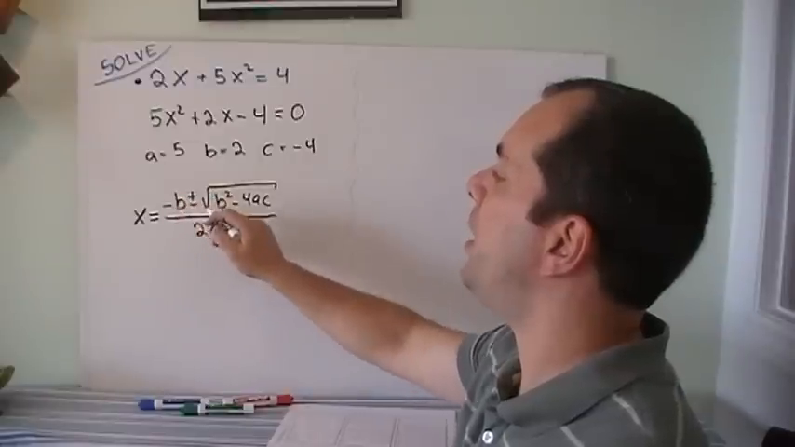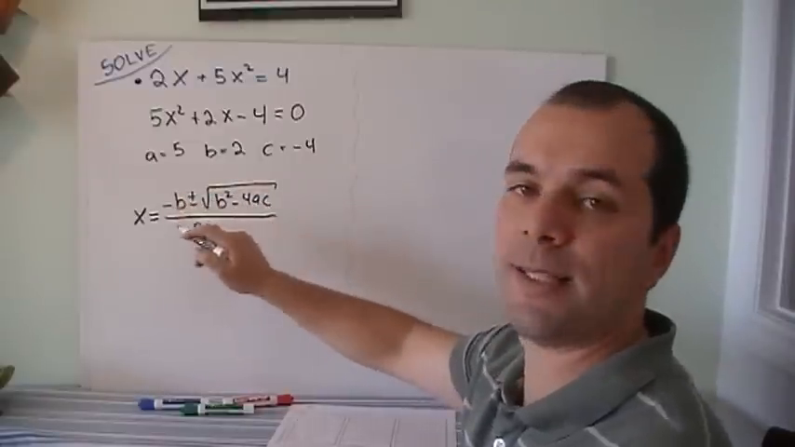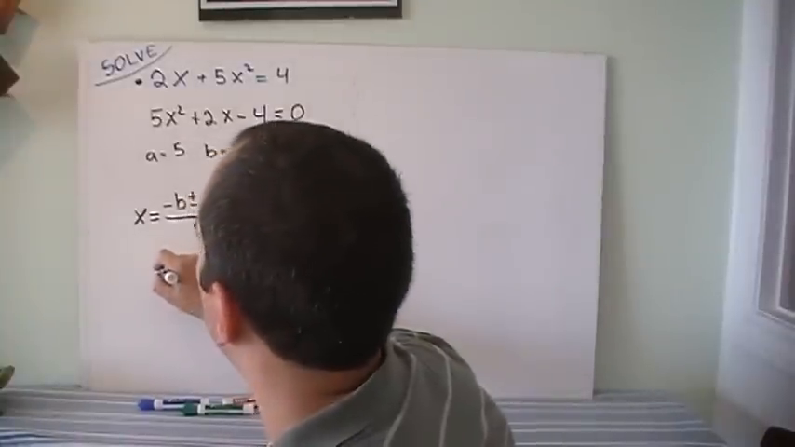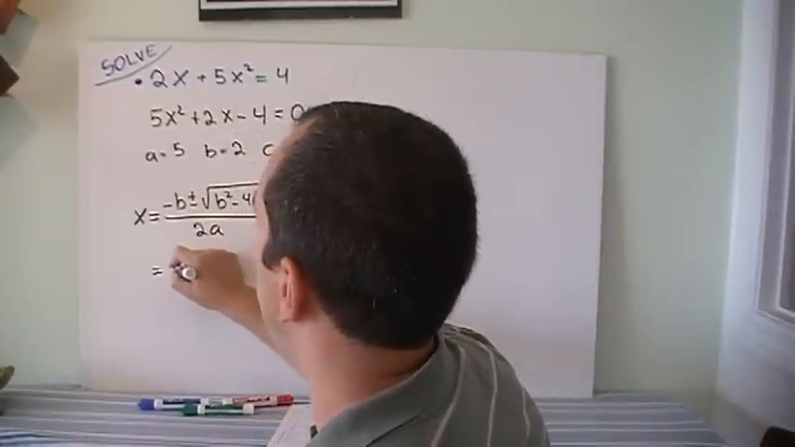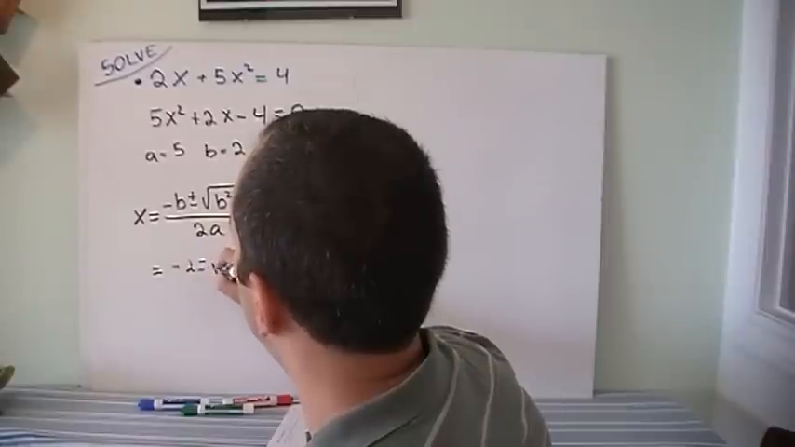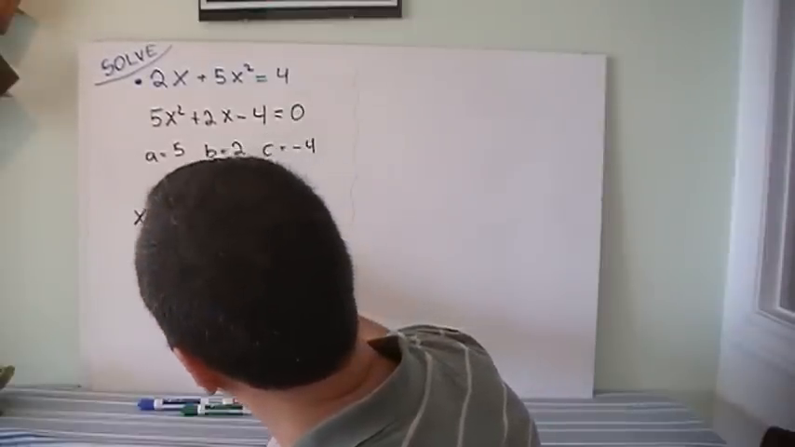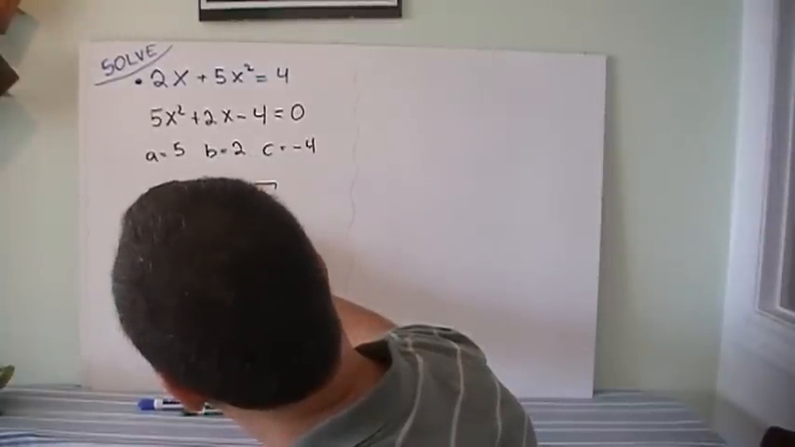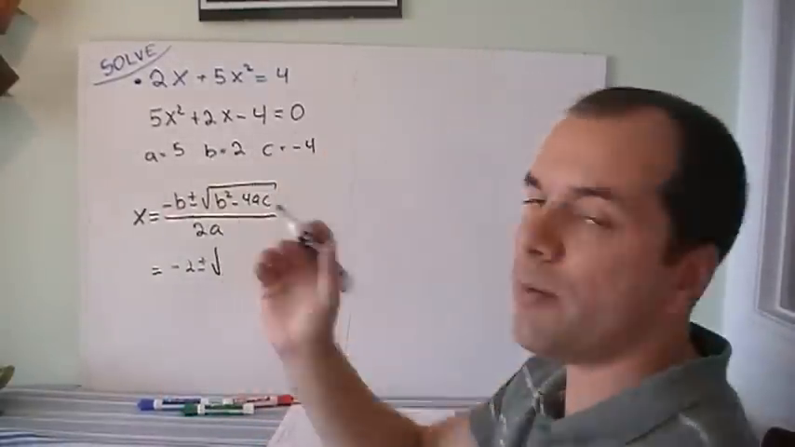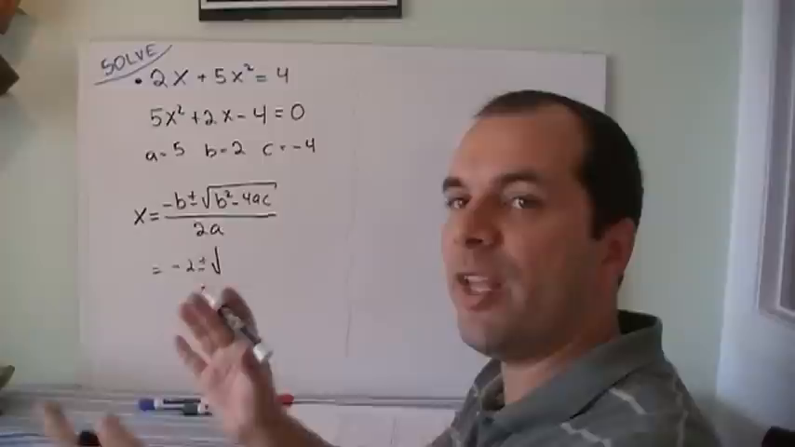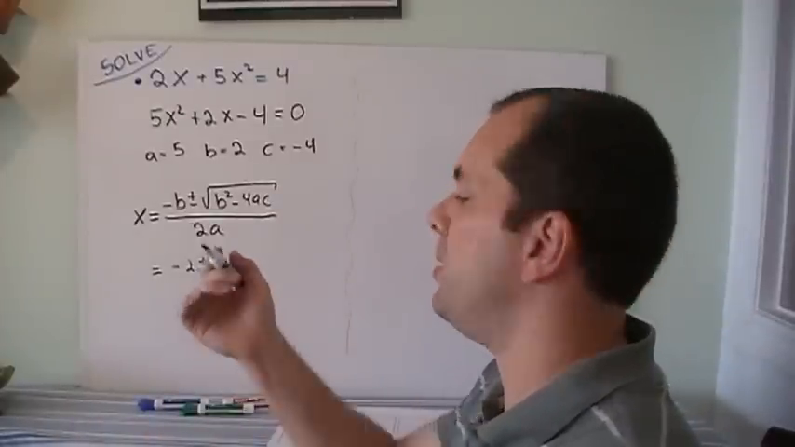So let's plug them into the formula. Opposite b plus or minus square root of b squared minus 4ac divided all by 2a. So let's try it here. Opposite of b, that means it's -2, plus or minus. Plus or minus, it's not an operation. I'm going to do it with the plus first, and then I'm going to do it with the minus, but it's going to come up in just a sec.